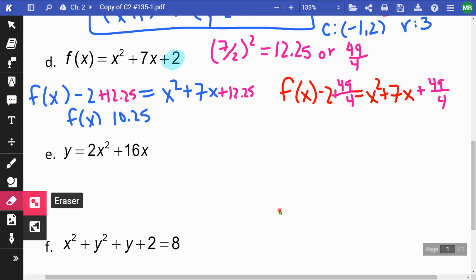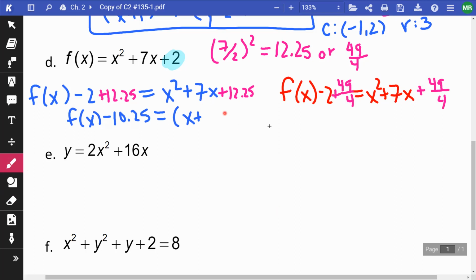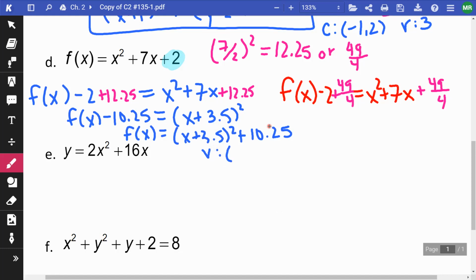and this is going to be x plus, and half of 7 is 3.5. So I can go 3.5 squared. Then I'm going to add the 10.25. So I'm going to have f of x is equal to x plus 3.5 squared plus 10.25. And so if I'm doing it in this form, my vertex is going to be negative 3.5, comma 10.25.